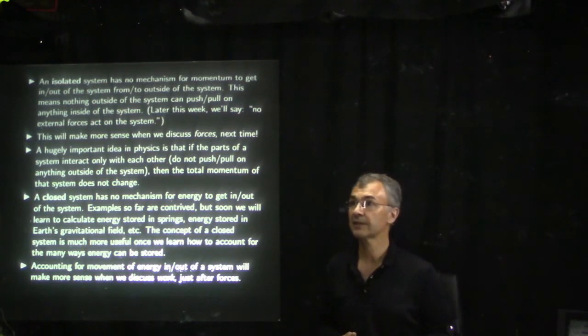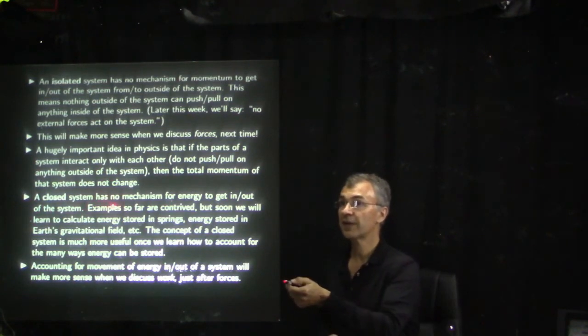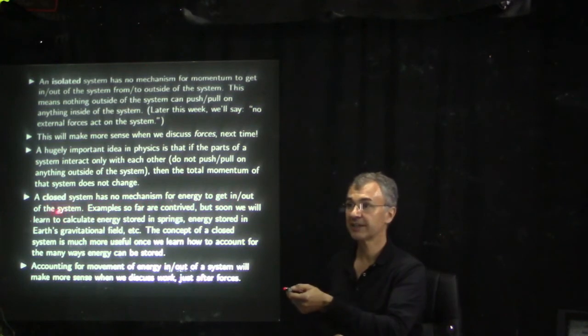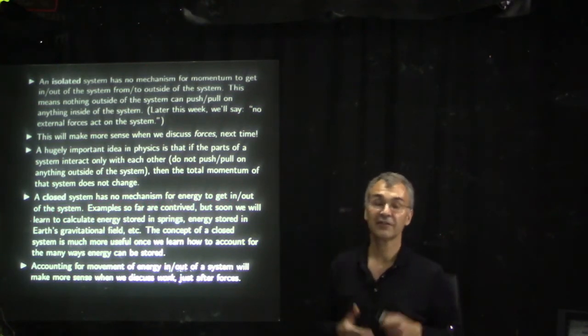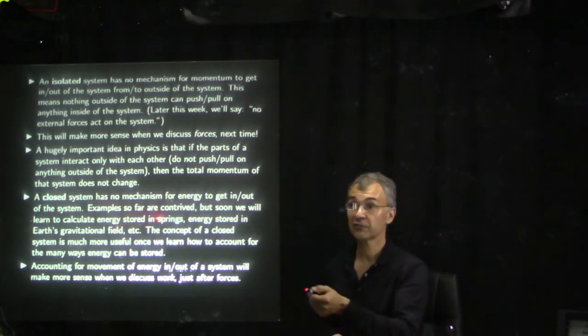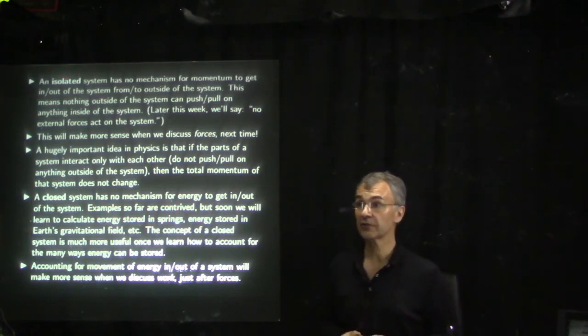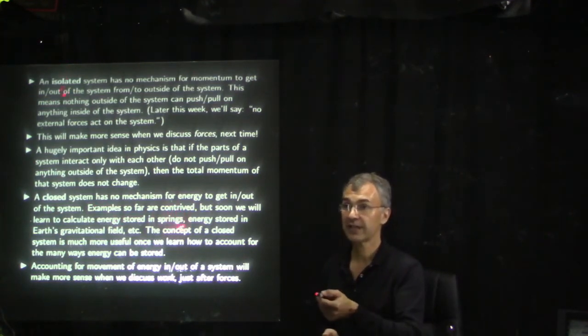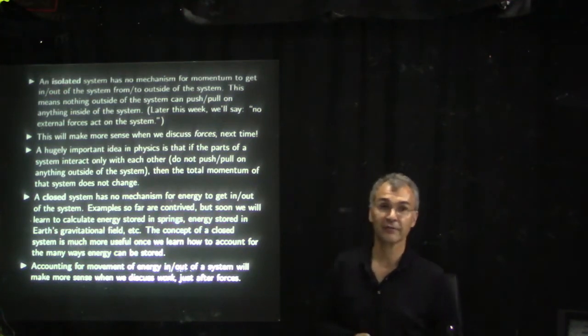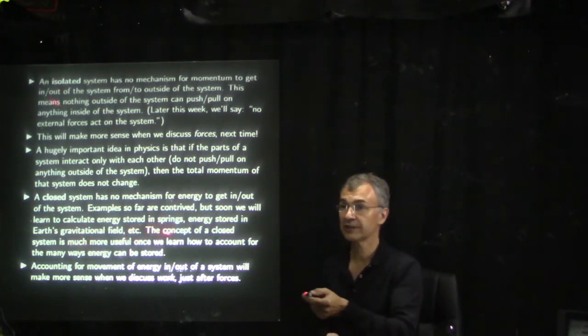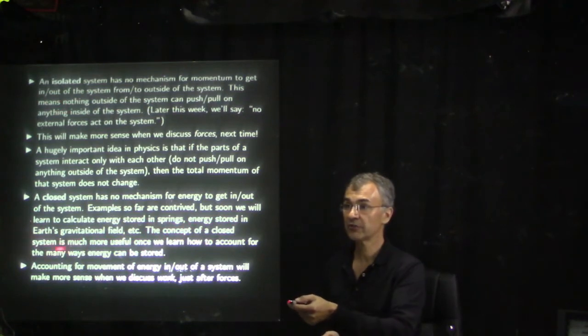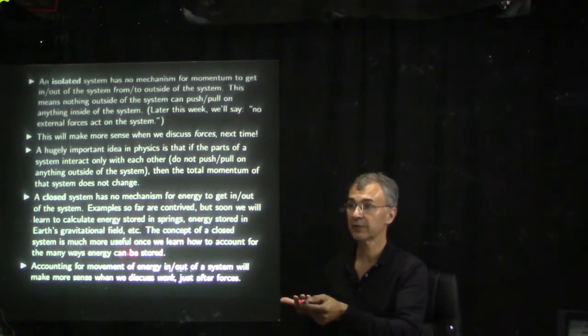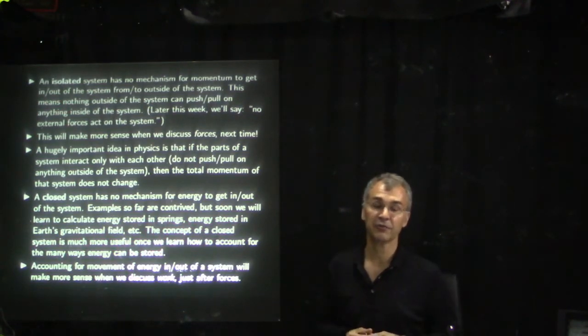A closed system has no mechanism for energy to get in or out of the system. The examples we've come up with so far are contrived, but soon we'll learn to calculate the energy stored in springs, and the energy stored in Earth's gravitational field, and so on. Then the concept of a closed system is much more useful once we learn how to account for the many ways that energy can be stored.